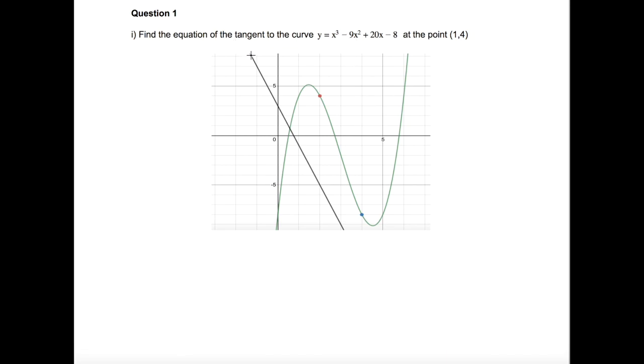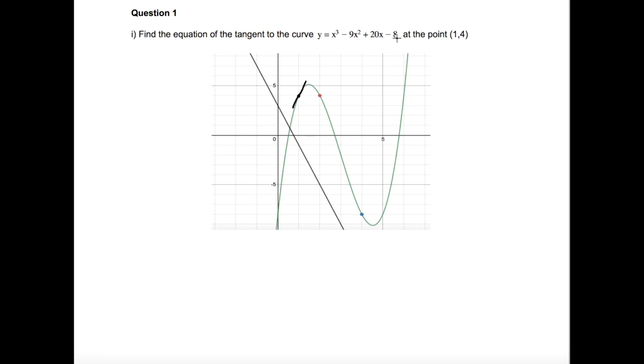What the question is asking us to do is find the equation of the tangent to the curve at the point (1, 4). That point is right about there. It wants us to find how steep that line is there. Okay, so what we need to do is find the gradient at that point.